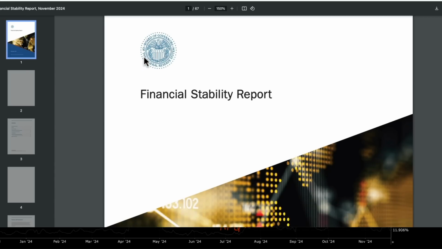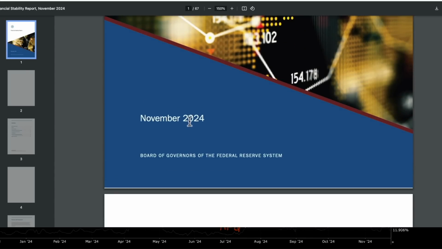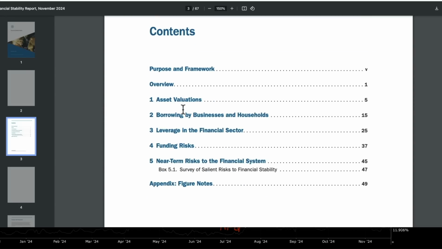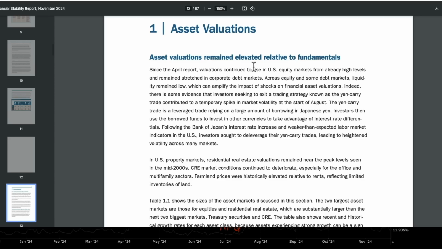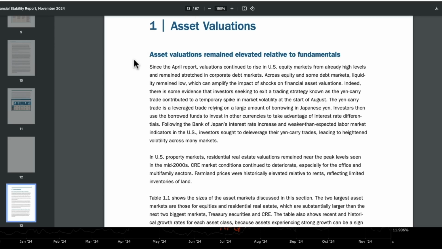Here's the report, the Financial Stability Report for November 2024. I think it comes out twice a year. This is where we're going to head to, asset valuations. You have a number of chapters. The PDF here is 67 pages, but a lot of it is not needed. It's really about 48 pages, and it starts on page 5, so there's only 43 pages. And it's a lot of charts. So really, it's not that long to read. I do encourage that you Google it and read it. We're just going to go right to asset valuations, which starts on page 13 of this PDF.